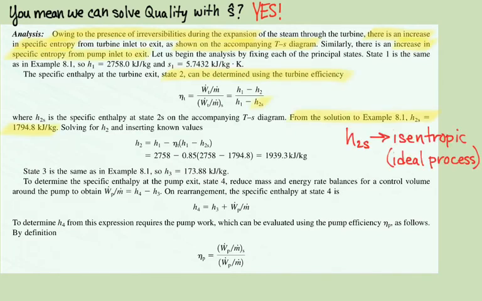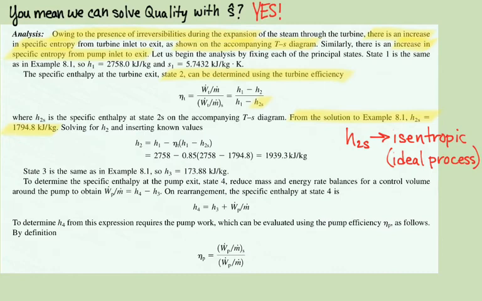H2S, again, this is the ideal process, is isentropic. If we look at example 8.1, this is again why I would like you to work example 8.1. You're going to find out that the enthalpy out, from a back calculation using quality, is going to be 1,798 or 94.8 kilojoules per kilogram.